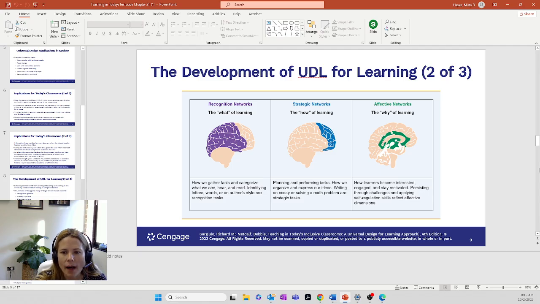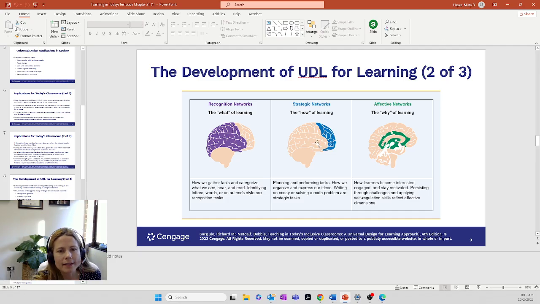Then you have the why. So this is where that engagement piece comes in, right? So how are we having them be engaged? What are we having them do when they have challenges? Are they able to overcome it? We have to look at self-regulation skills, that reflective piece, all of that.